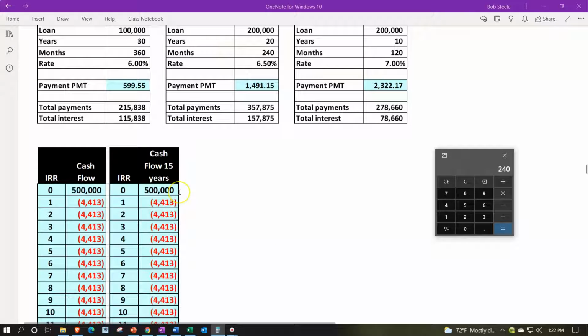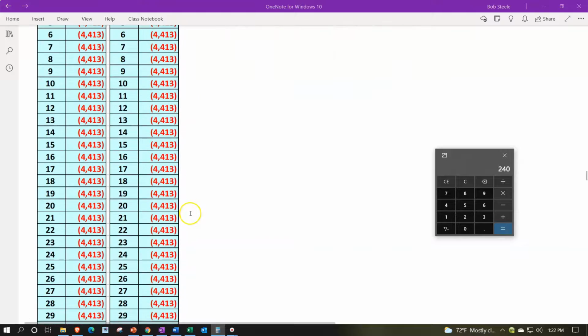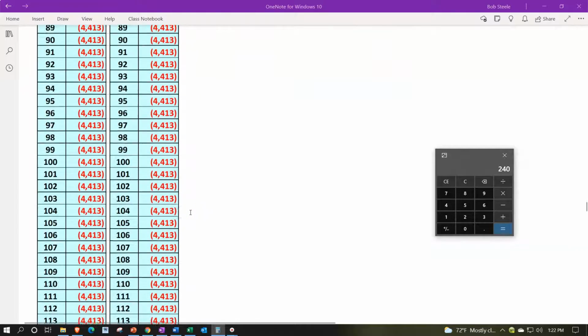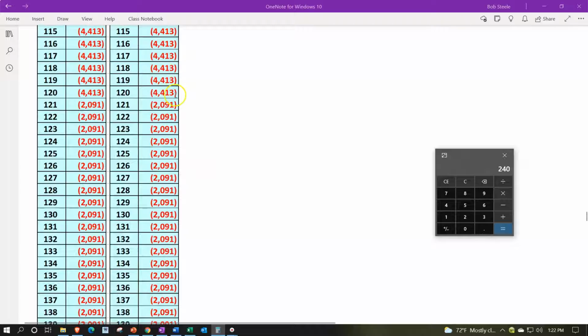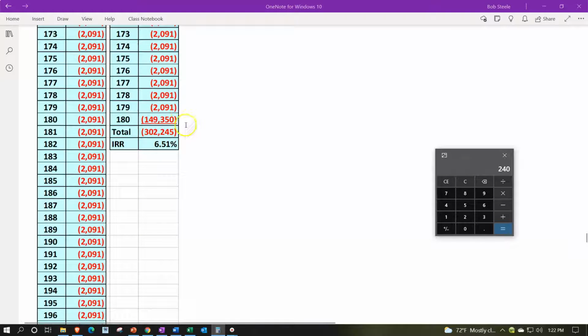Same cash flow. We got the inflow of the 500,000 we used to pay for the home, the outflows of the 413 for the 10 years after 120 payments, bringing us down to here. That first loan's paid off. Now we got the 2 other loans, and then we're going to go down to 15 years, stopping at payment 180, because 15 times 12 would be 180. So we're halfway through the 30 year.